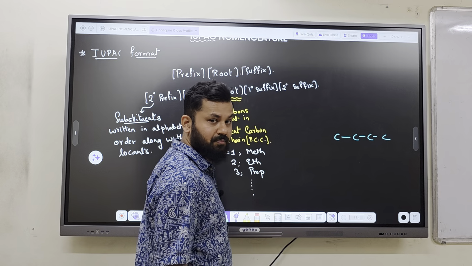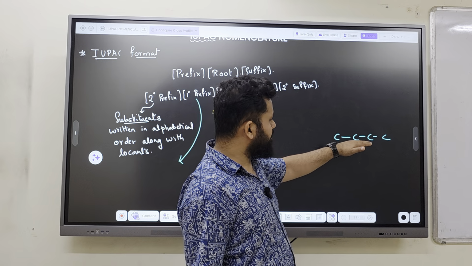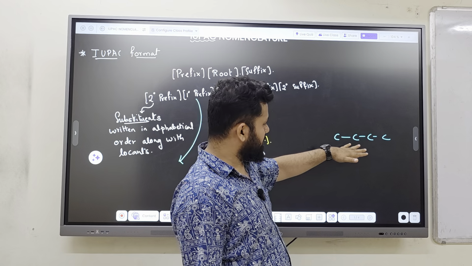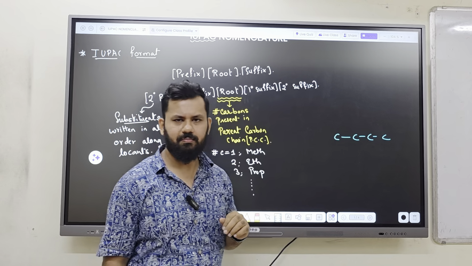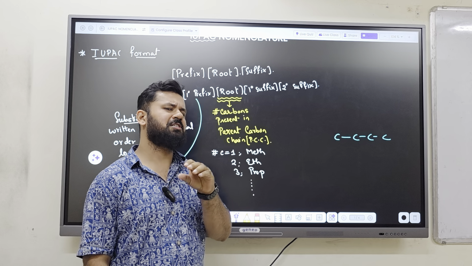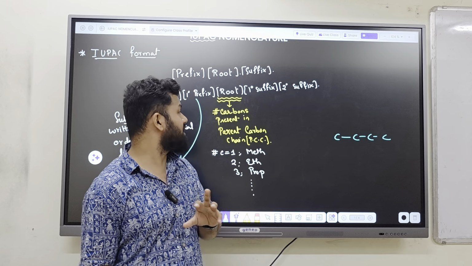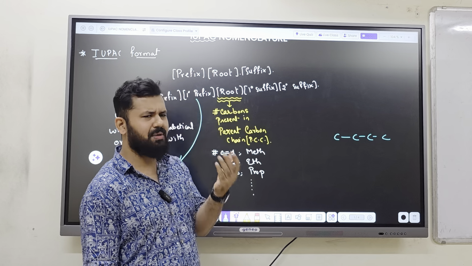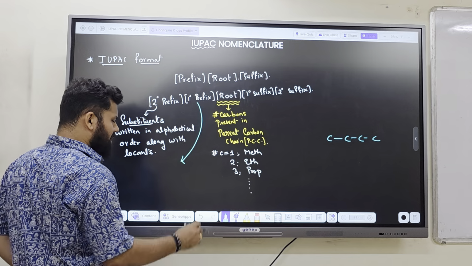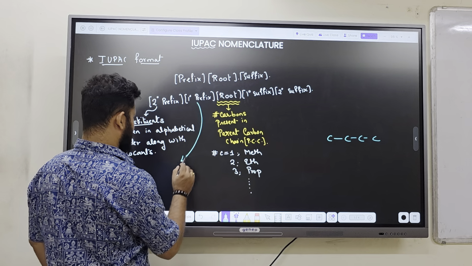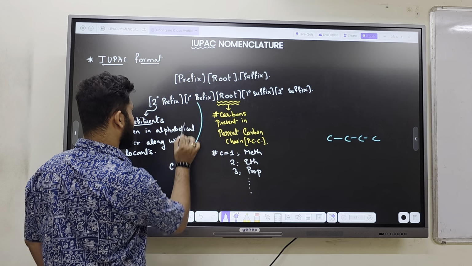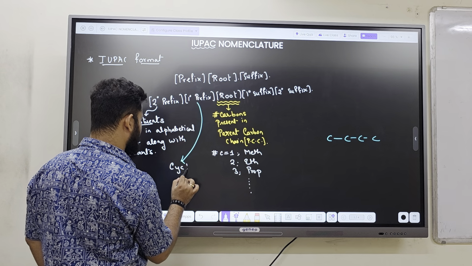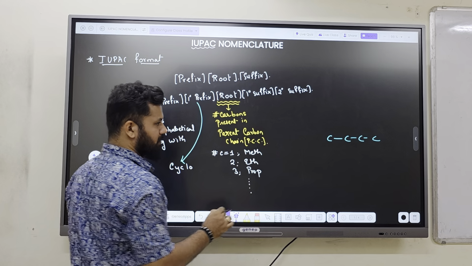This is non-cyclic. If the given compound doesn't contain a cycle, then the primary prefix is not important. Primary prefix is not an essential part of IUPAC nomenclature. It may be there in some cases, and in some cases it may not be there. So the primary prefix tells us whether the given compound is cyclic or not. If it is cyclic, then the prefix will come as cyclo, like this.